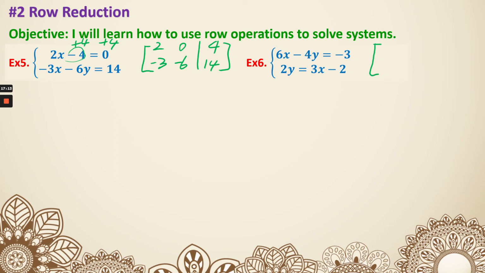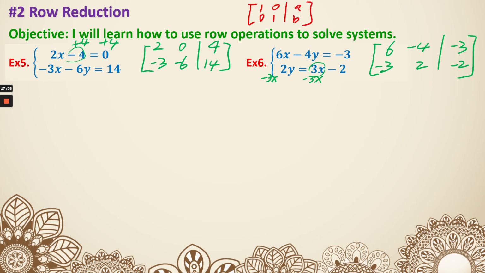Example 6, the matrix, first row is easy, 6, -4, -3. However, for the second row, I need that 3x to be on the left side. So subtract 3x on both sides. The second row will be -3, 2, and a -2. Let's write the goal on the top again for what we are trying to get, 1, 0, A, 0, 1, B.